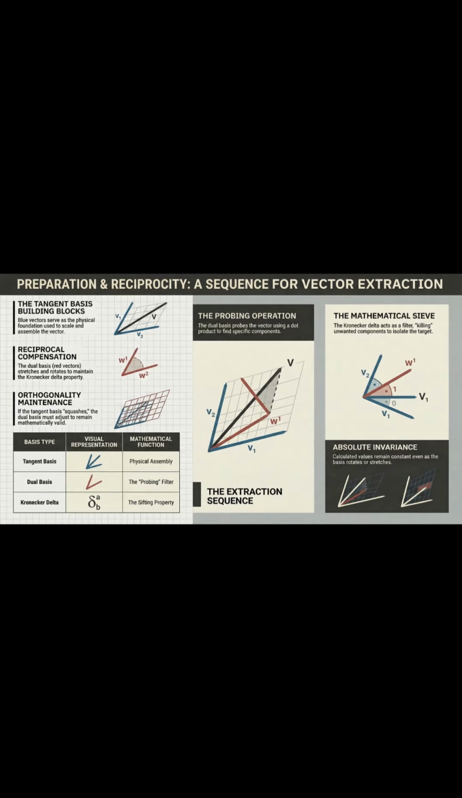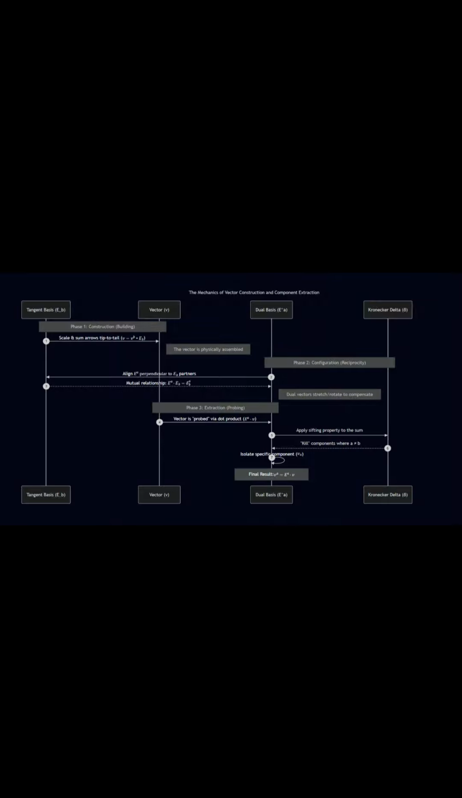It mirrors the part of the derivation sheet where a vector is first defined by its building blocks. It labels the tangent basis as a construction crew, showing that the physical assembly of the vector must happen before any measurement can take place.